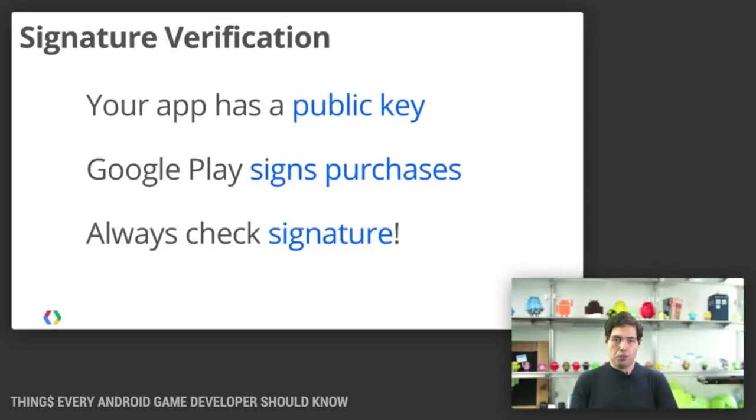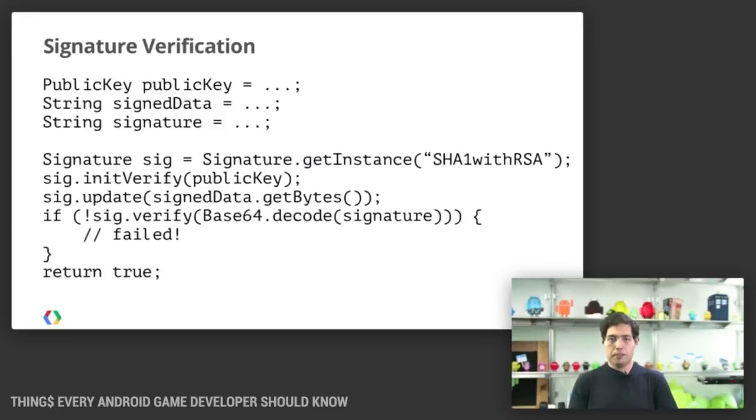So speaking about signatures, what is signature verification? Well, every application has a private key and a public key. The private key is known only to Google, and the public key is known to you. Every time we send a purchase response, we sign that purchase with the private key, and then you can verify that signature with the public key. So this means that nobody else outside of Google can send you a correctly signed purchase. So if you check that, you can be reasonably sure that the purchase is legitimate.